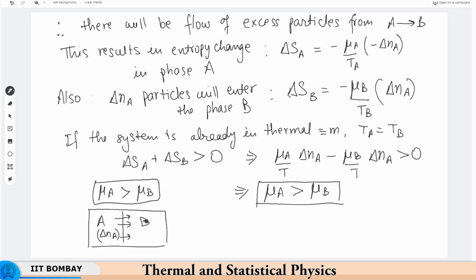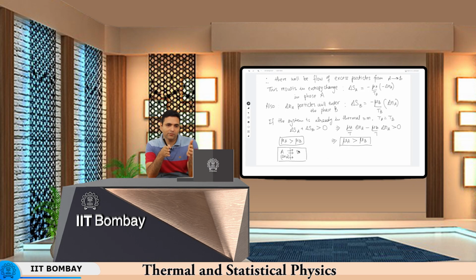This is an important result, because we already conceptualized that heat flows from a hot body to a cold body. If you have a pressure in one part of the system greater than on the other, the wall separating those two parts will move towards the system with lower pressure. And the new quantity that we have defined, the chemical potential, assures that the excess particle flow is always from the region of higher chemical potential to the lower chemical potential. So this is an interesting result.